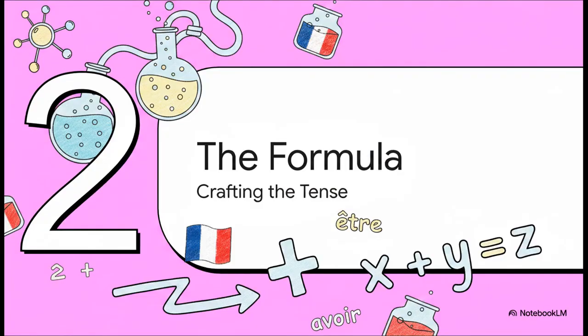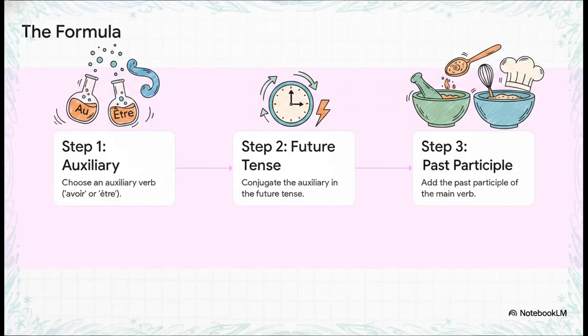All right, we know the what, so now let's get to the how. Section 2 is all about the formula, how we actually craft this thing. And you know what? It's actually a pretty simple 3-step recipe. Step 1, you grab an auxiliary verb. Think of it as your catalyst, and you choose either avoir or être. Step 2, you put that verb into the simple future tense. And for the grand finale, step 3, you just add the past participle of your main action verb.